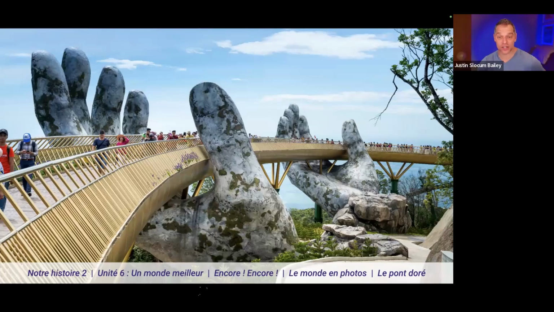Maybe you've seen this before. I had actually not seen it, even though it looks like it could be a very famous landmark. I hadn't seen it until I discovered it in this curriculum. This is in Vietnam, and the reason it's in the French curriculum is because of the French colonization of Vietnam in the 20th century.